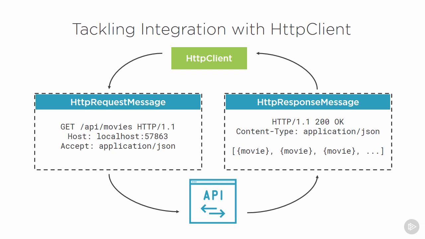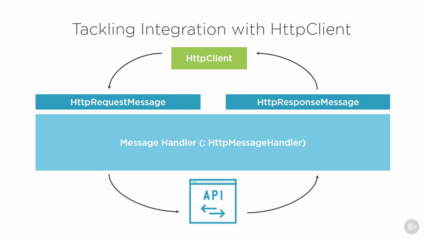But how does it do this? How does it handle sending these requests and receiving these responses? It does that through message handlers, implementations of the HTTP message handler class. Such a handler is an object that accepts an HTTP request message and returns an HTTP response message. How that happens is dependent on the implementation. Not all handlers have to actually send requests over the network. We could, for example, have a handler that does nothing more than manipulate one of the request headers.